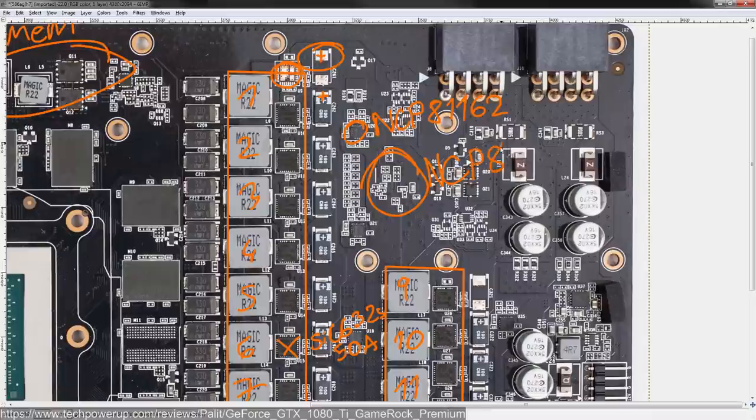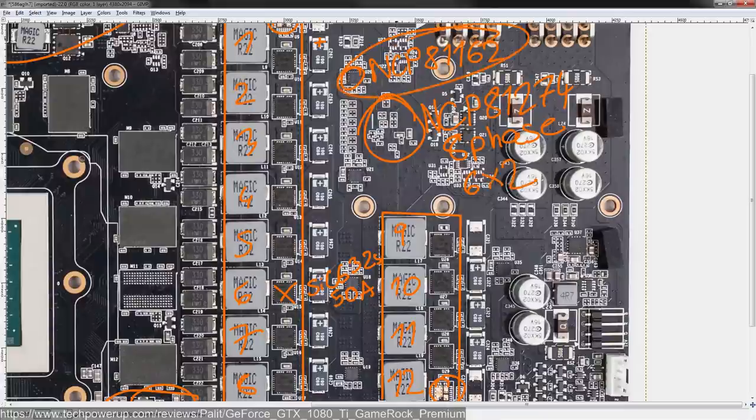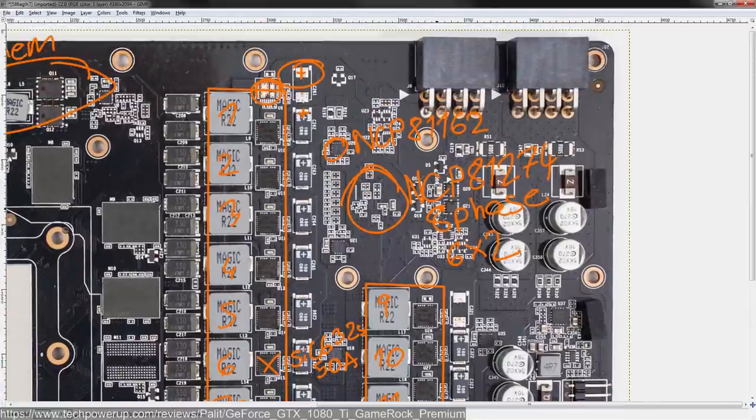NCP 81274. This is a rather common voltage controller for NVIDIA cards. It's actually pretty good. It goes up to 8 phases output. Here you can obviously see that it's running in 6 phase, and then times 2 thanks to the NCP 81162s.